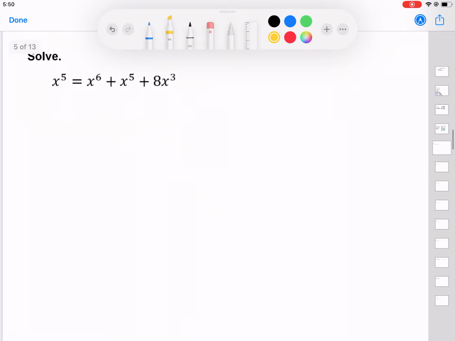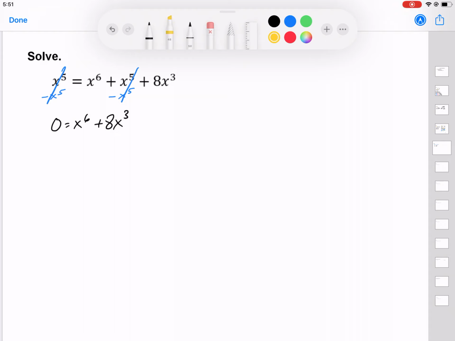Let's go ahead and just do a few more. I'm going to go ahead and solve this one. So first thing I'm going to do is subtract. Oh, I keep doing that. Sorry. So I'm going to get it equal to 0 by subtracting x to the 5th. And that would give me 0 equals x to the 6th plus 8x cubed.